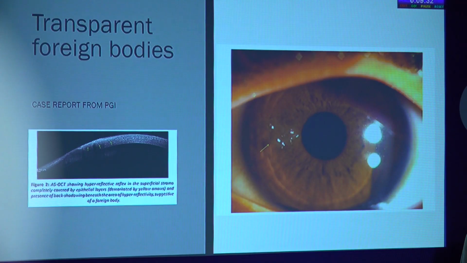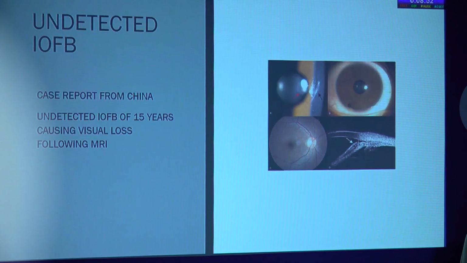Now the next frequently missed thing is a transparent foreign body. Regular foreign bodies you will see. There are a couple of interesting case reports. This one was from the Postgraduate Institute, Chandigarh. This patient was seen in a couple of centers and it was missed. But actually there was a transparent foreign body, a plastic piece which got embedded in the superficial stroma, and an ASOCT showed the hyperreflective reflexes, and this was removed. It was a diagnostic challenge.